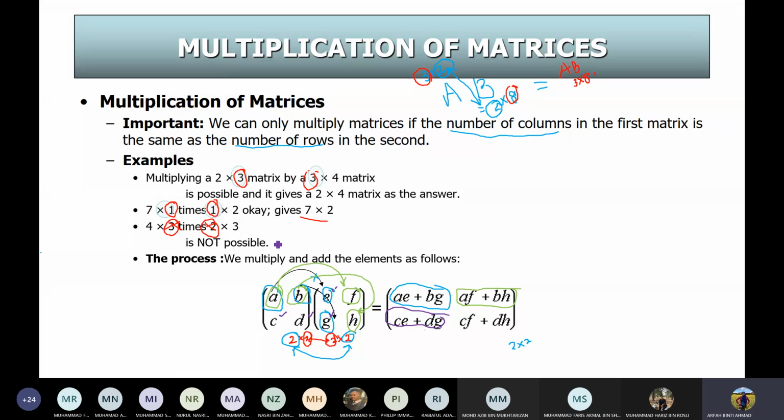Ada soalan so far yang lain? So make sure tahu macam mana nak buat multiplication sebab nanti dia akan jadi lagi kompleks. Kita akan tengok inverse, kita akan tengok determinant and so on.